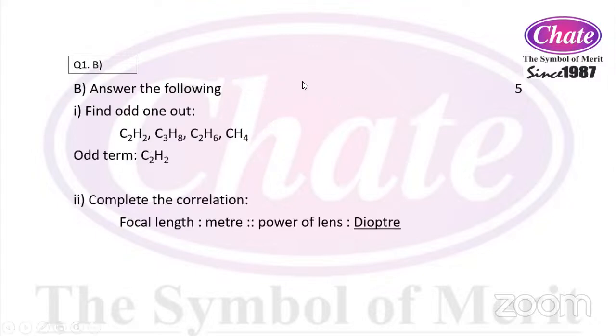Now for the next question, question 1B. Look at here. They ask you to find the odd one out. So here it's C2H2, C3H8, C3H6, CH4.